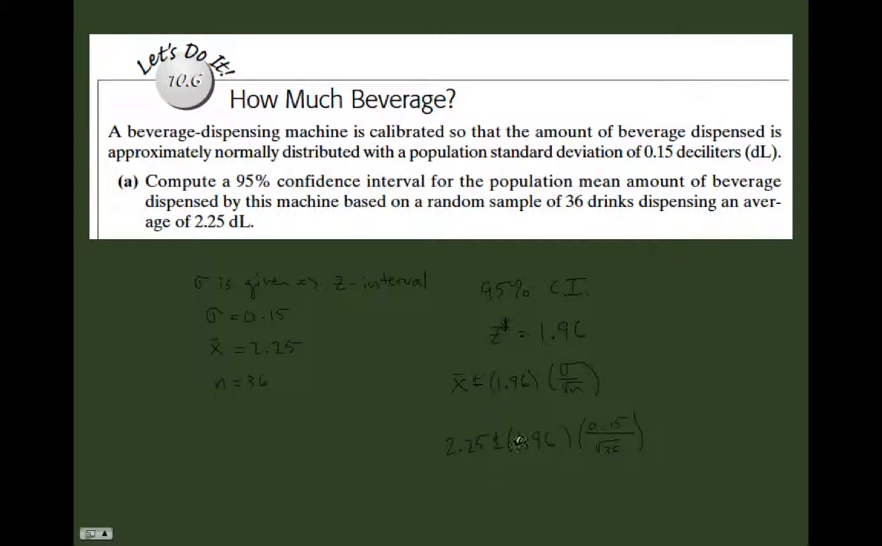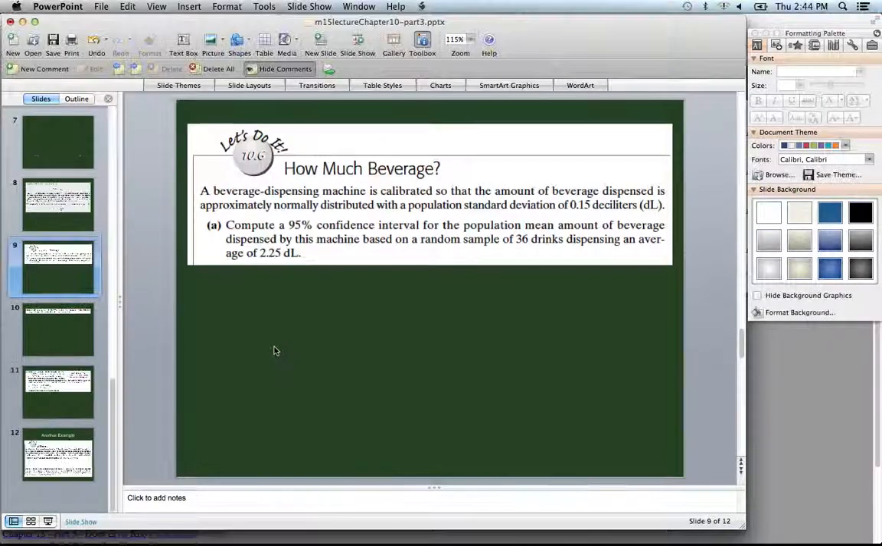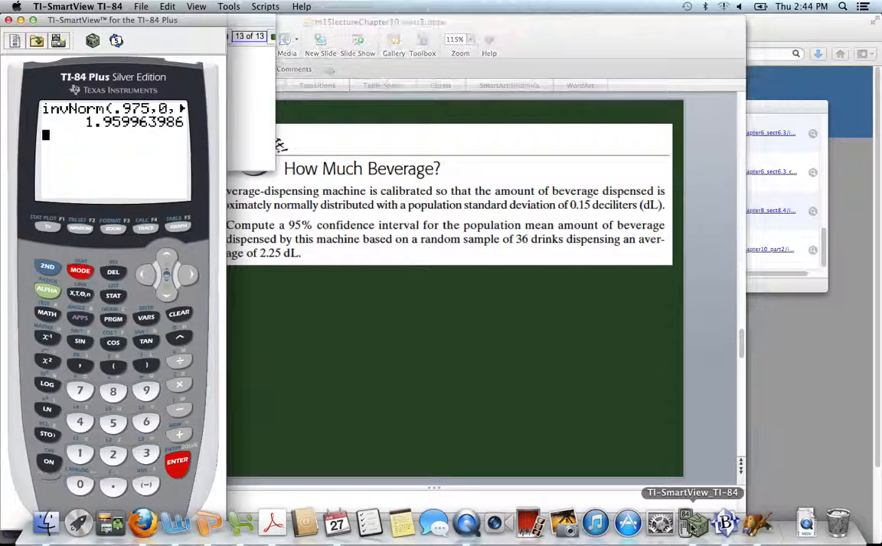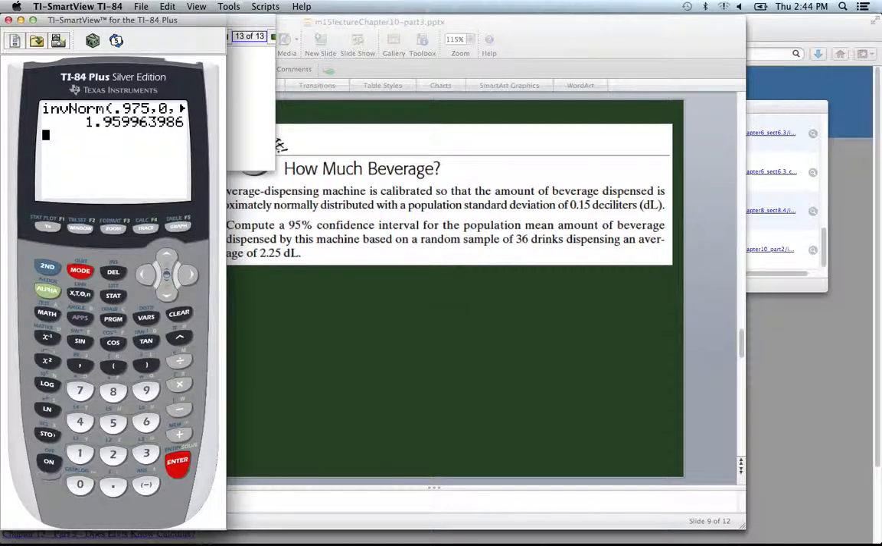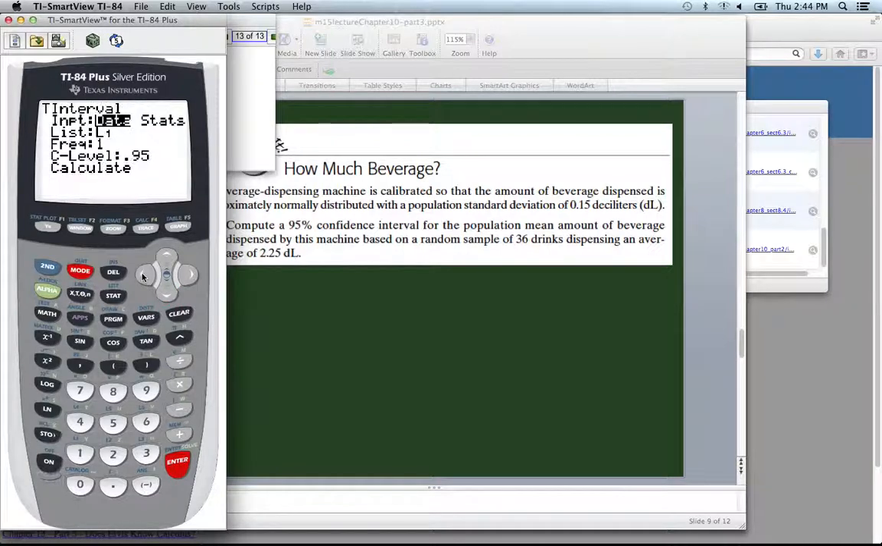Now we could put all of this into our calculator and do the calculation. Turns out the TI has a built-in feature to do this. All right, let's see. So we go to Stat, go over to Test. Now start scrolling down, and what you'll begin to see are some intervals. Number 7 is the Z interval. So I'm going to select this. We're given statistics, so I'll choose the statistics option.